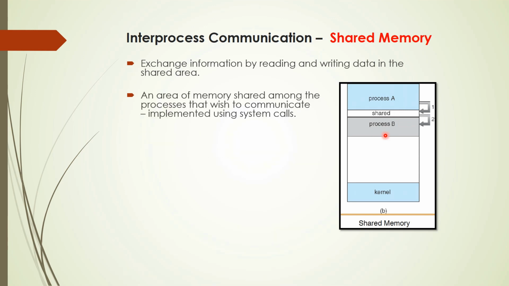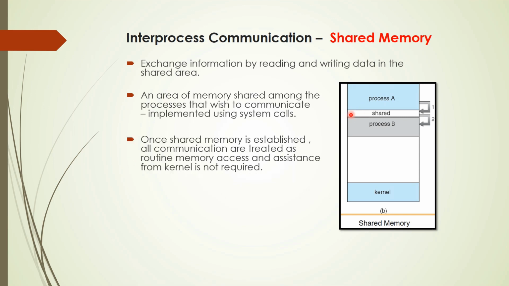Initially this shared memory is established with the help of the kernel. So the kernel initially helps in setting up the shared memory between the processes, in this case two processes A and B. The kernel will help in setting up the shared memory with the help of system calls.